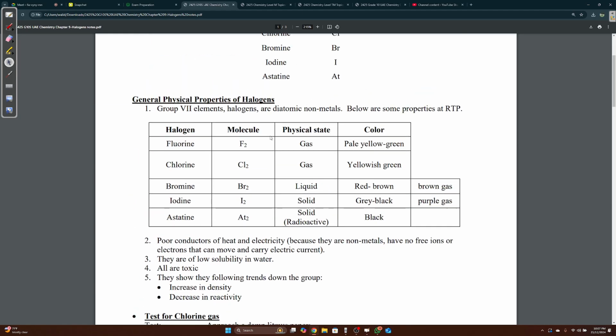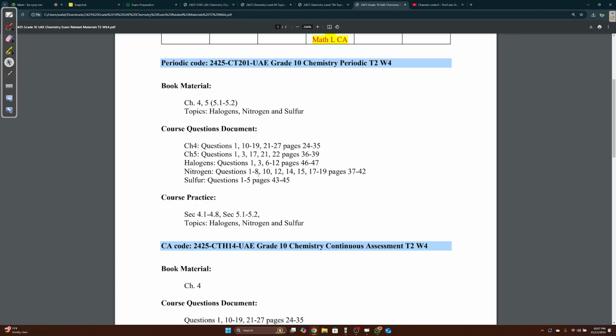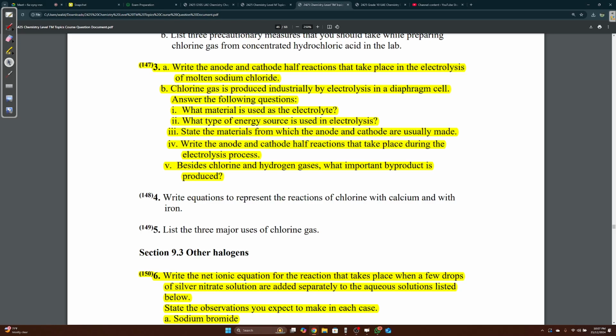So I'm not sure if this stuff will come, but for some reason she wrote it here. She wants you to do them, so you should do them. Write the anode and cathode half reactions that take place during the electrolysis process. Some people are going to make the same mistake. They're going to make the mistake of just copying what we had in part A.